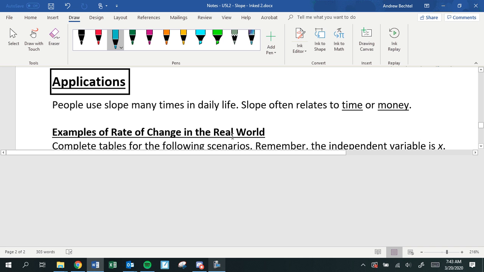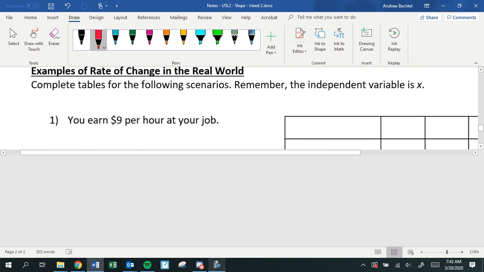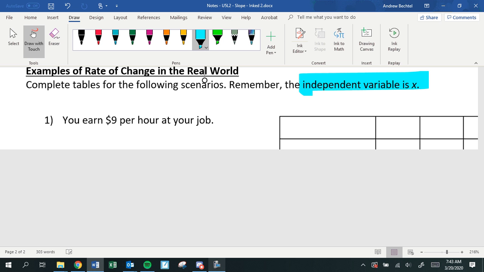Applications. People use slope many times in daily life. Slope often relates to time and money. We're going to complete these tables for the following scenarios. Remember that the independent variable is x. These are the same thing.